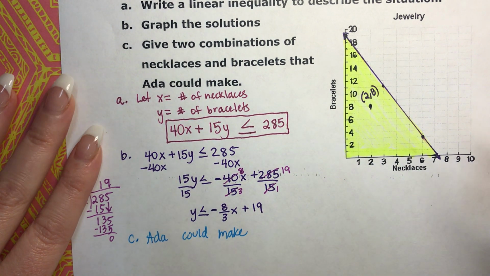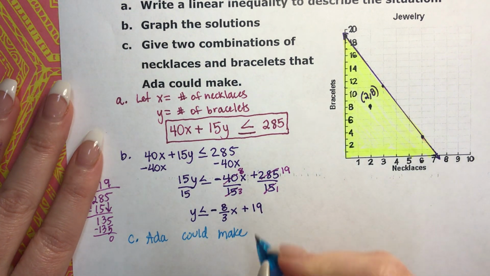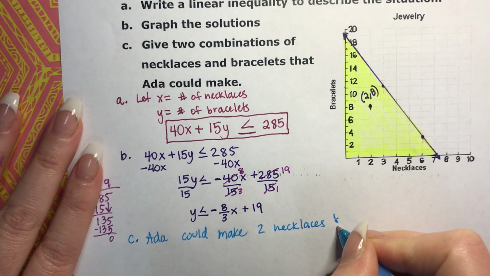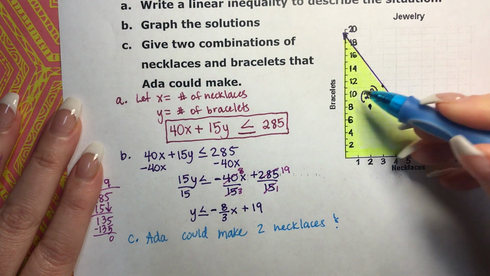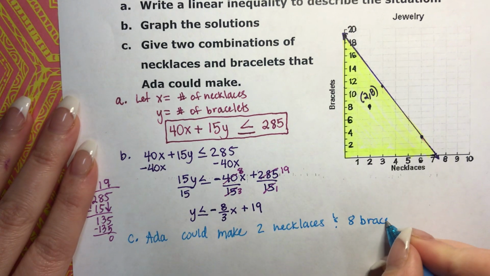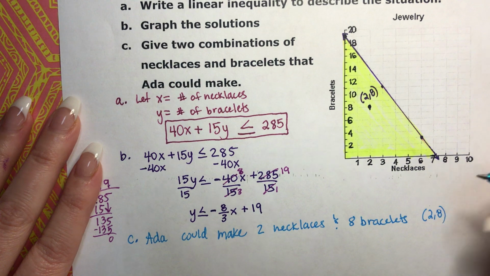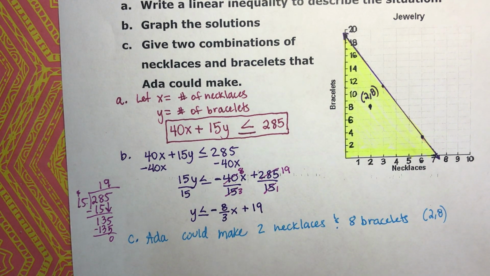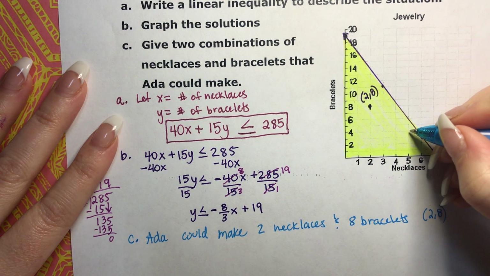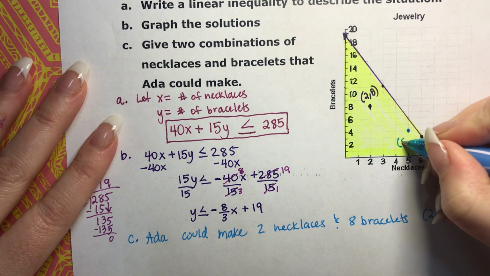And this is just so fun because it's basically 2 is X, X is necklaces, right? So it's basically just 2 necklaces, and 8 is the Y, which corresponds with bracelets. And 8 bracelets, okay, which is basically like 2, 8, right? Or what's another solution?